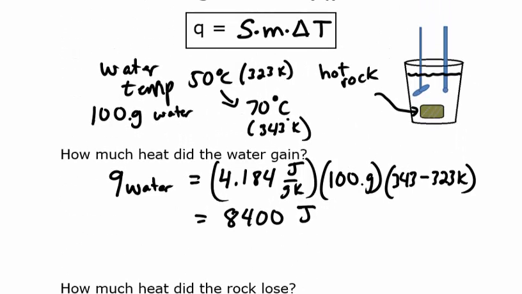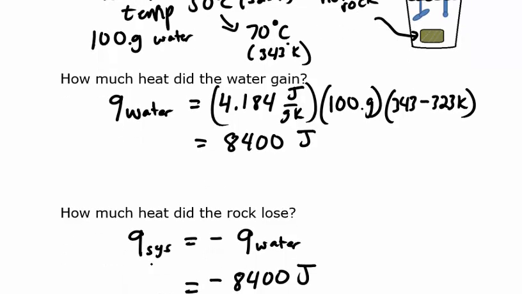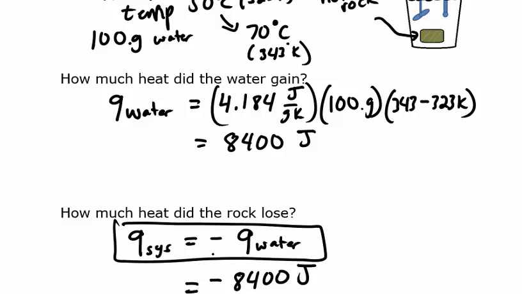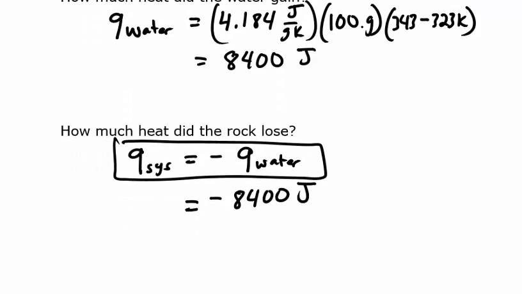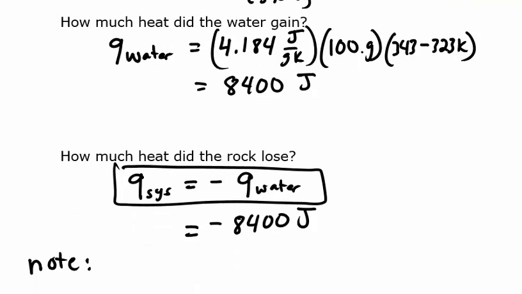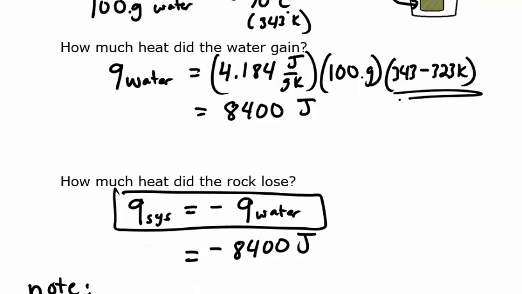All right, so again, just to repeat, the crucial part is to realize that the heat for our system, whatever it may be, is the opposite sign for the heat for the water. If we put a hot rock in, the water heats up, the rock cools down. If we put a cold rock in, the rock heats up and the water cools down, but they always will have opposite signs. Another thing that you may note is that we actually didn't need to convert to kelvins because we are doing a change in temperature.